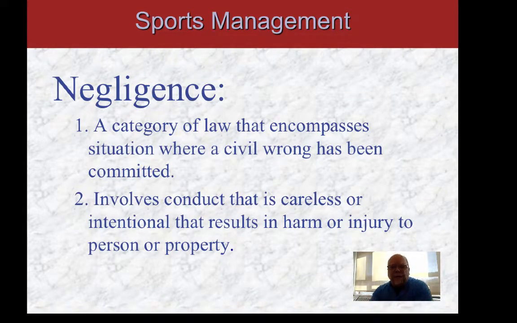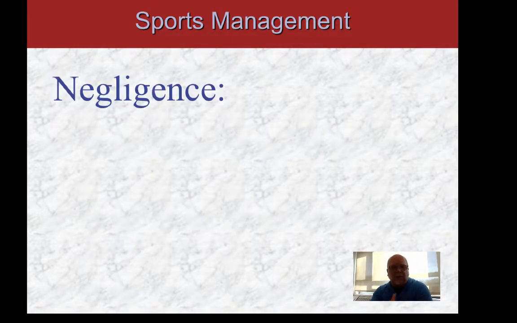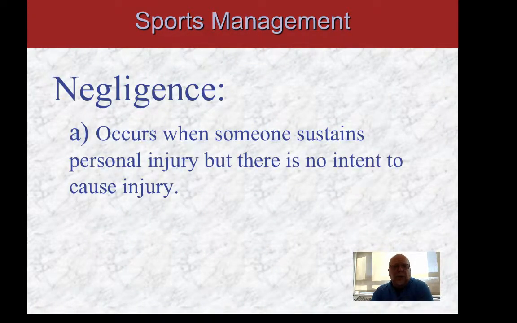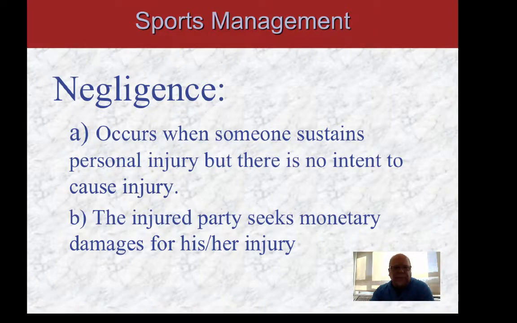It involves conduct that is careless or intentional that results in someone getting hurt. Okay, either injury to themselves or injury to their property. Negligence occurs when someone sustains personal injury, but there is no intent to cause injury. Unless it's an intentional tort, but that's a little bit different. Criminal acts usually involve some form of intent. Negligence, there's no intent. Right?